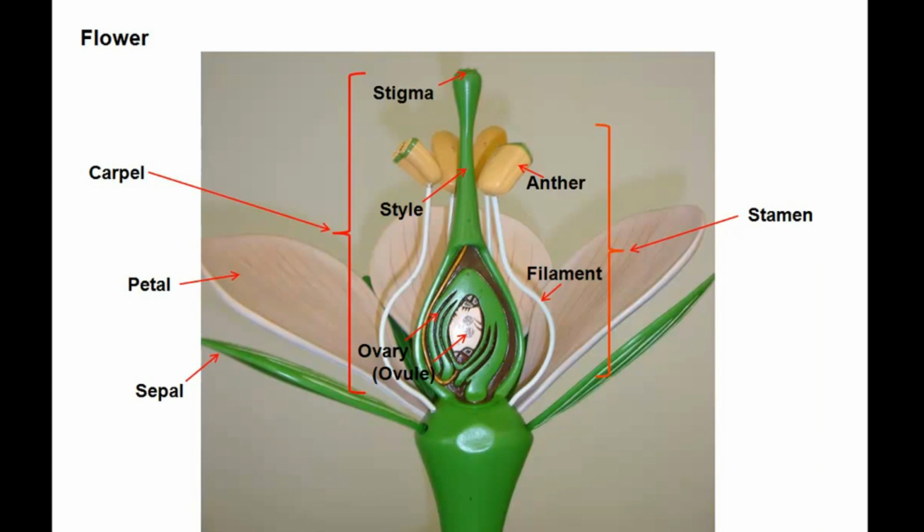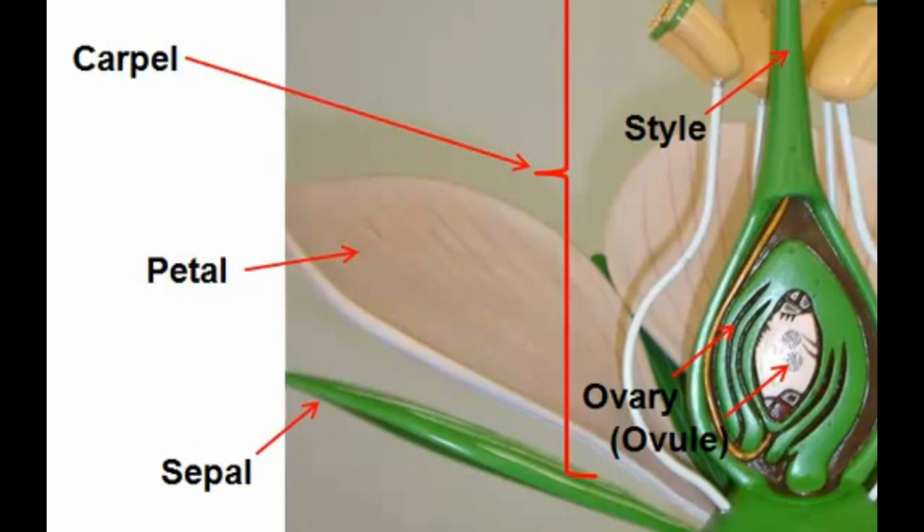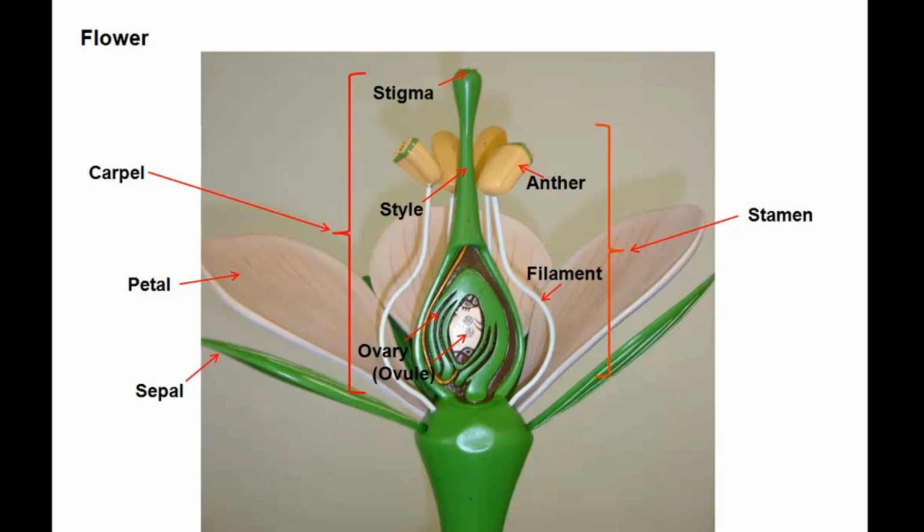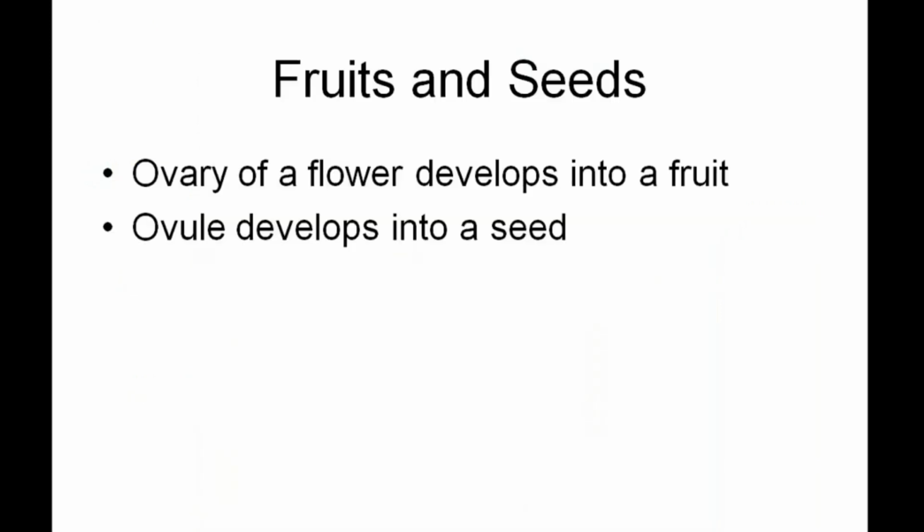In the center is the female part of the flower, the carpel, collectively known as the gynoecium. Within the ovary is the ovule, which contains the female gametophyte, the embryo sac. When pollination takes place and then fertilization, an embryo forms. The embryo sends a hormonal message to the ovary, and it then develops and matures into the fruit. The ovule matures and develops around the embryo and becomes the seed. So remember, the ovary of a flower develops into the fruit, and the ovule develops into the seed.